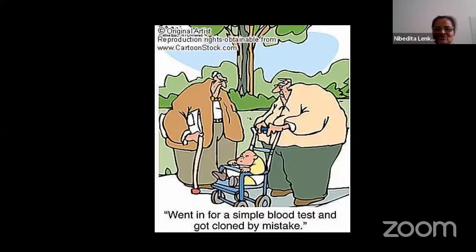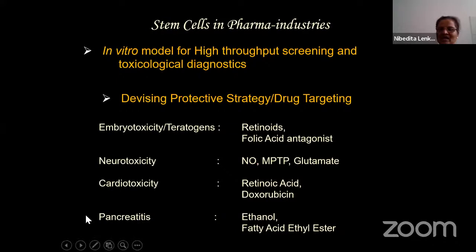So this is just a cartoon showing a simple block test that got cloned by mistake. And as I was telling, in the pharma industry also, these have a lot of implications. So for high throughput screening and toxicological diagnostics, one can use stem cells. Why? Because one can devise protective strategies using this. So you don't have to sacrifice animals per se.